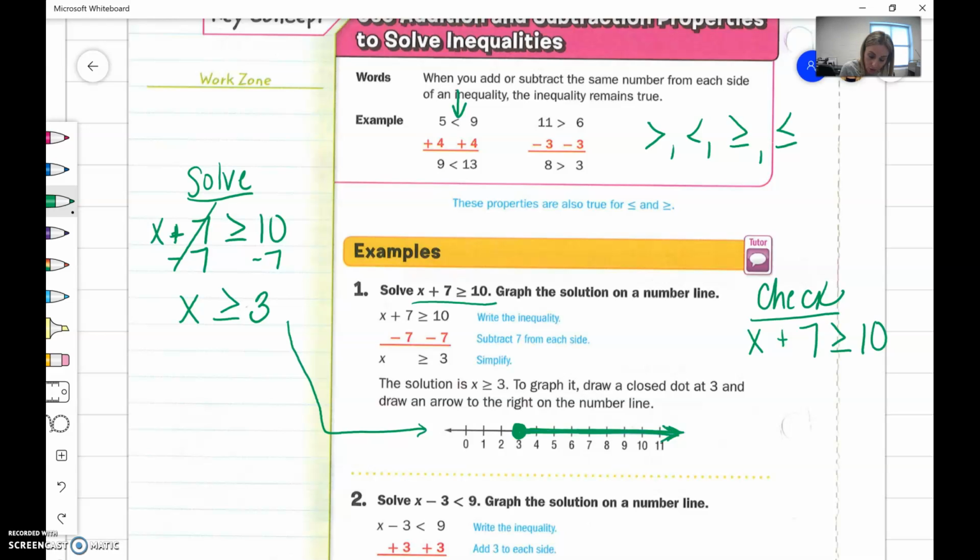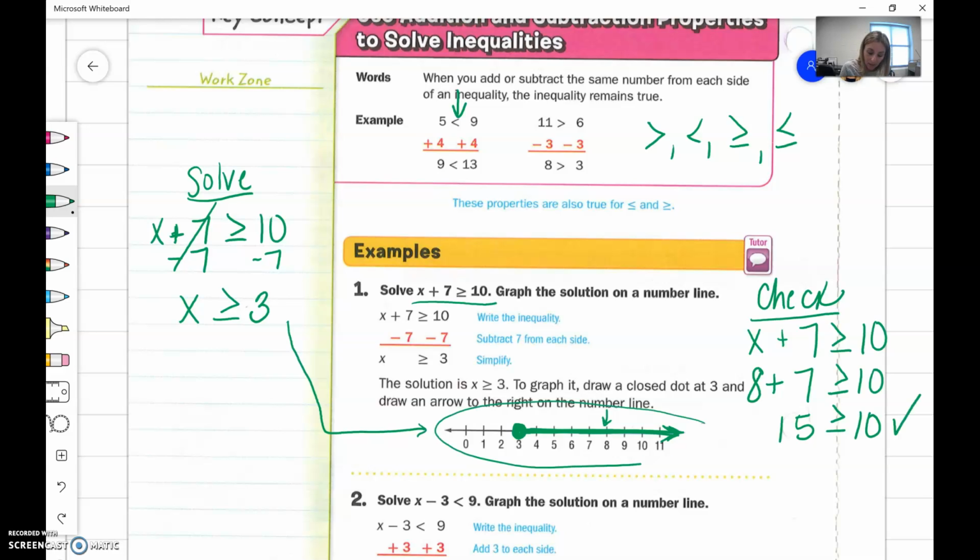We said it should go this way, so I'm going to pick any number. Let's just pick 7. Actually, let's not pick 7 because I have 7 already in mind. Let's pick 8. I'm going to replace my variable with 8 to check to make sure that any of those answers is right. So 8 plus 7 is greater than or equal to 10. Now I solve: 8 plus 7 is 15. Is 15 greater than or equal to 10? Check.